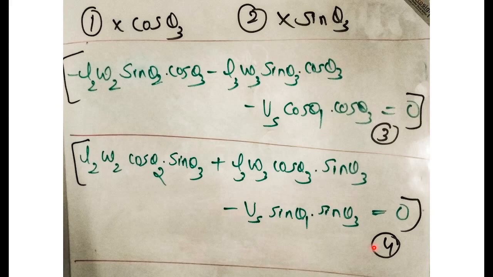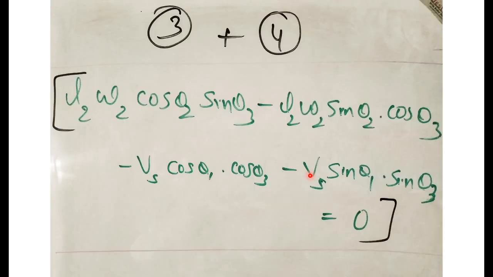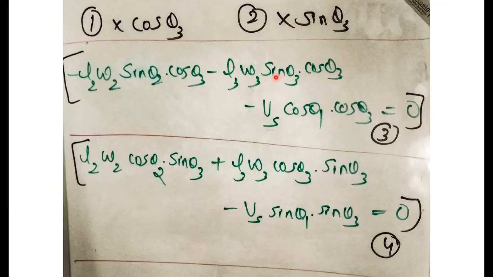The next step, here we have minus L3 omega 3 sin theta 3 cos theta 3, and the second expression we have plus L3 omega 3 cos theta 3 sin theta 3. So if you add both expressions, the middle term, the omega 3 term, will get eliminated. So you add 3 plus 4, and when you add 3 plus 4, this will be eliminated.